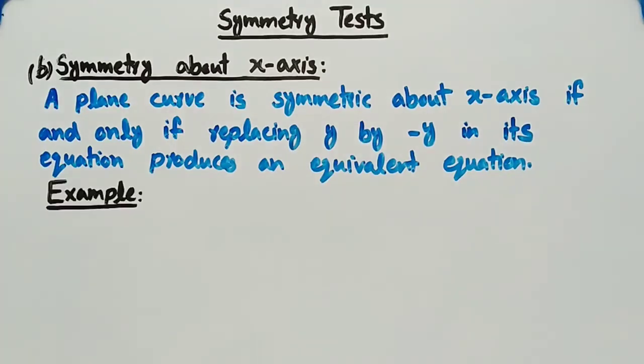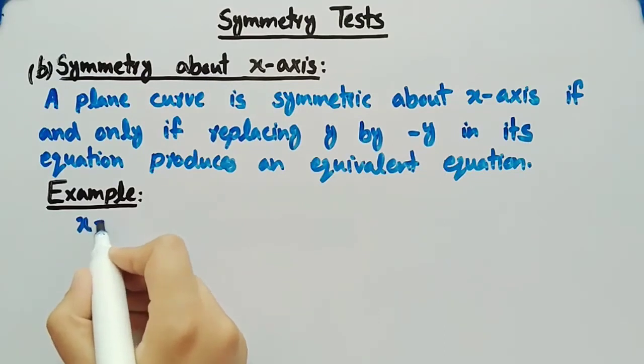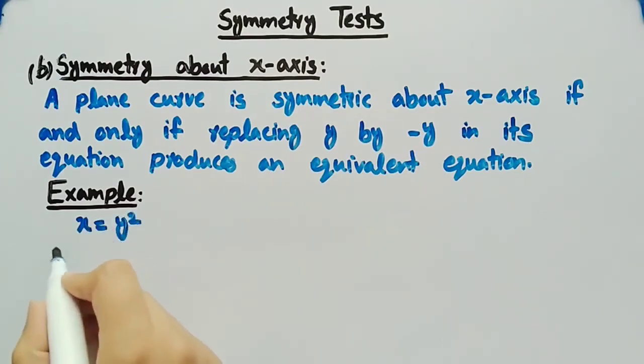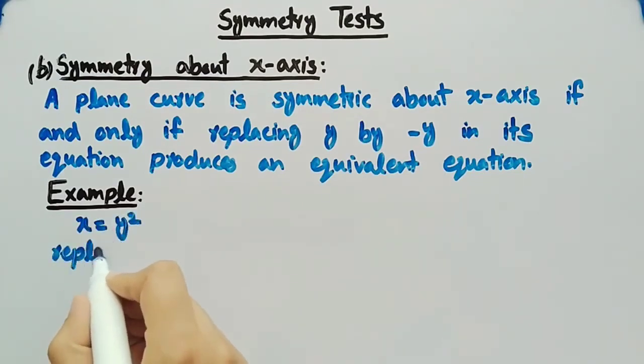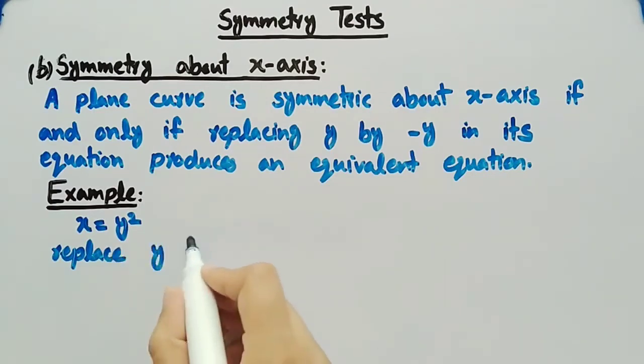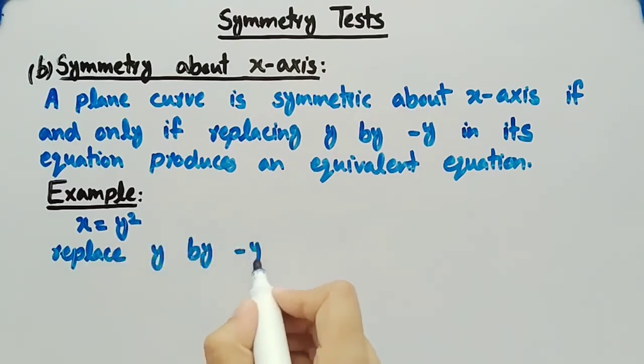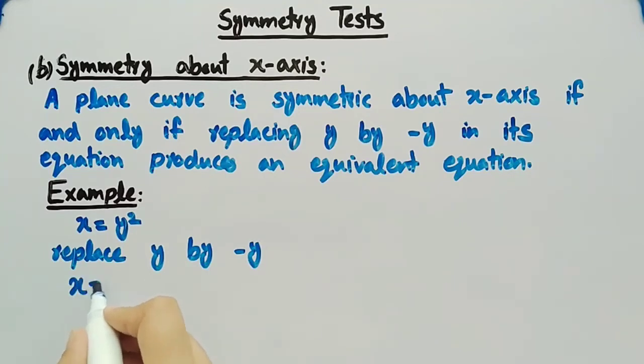Now let's understand this concept by an example. Consider the equation of parabola x is equal to y square. Now replace y by minus y. We get x is equal to minus y square, which implies x is equal to y square.